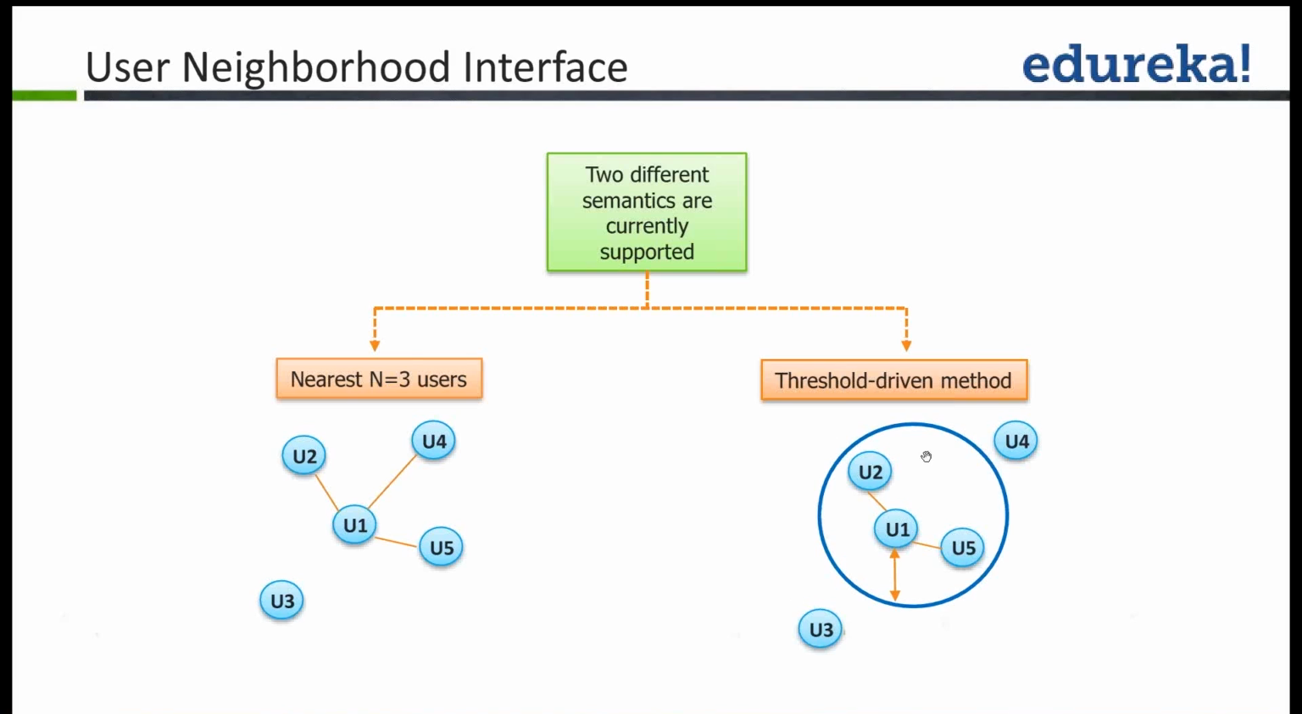Now, once you construct that neighborhood, you simply take all the data from these different users and then make recommendations for the particular user of interest.